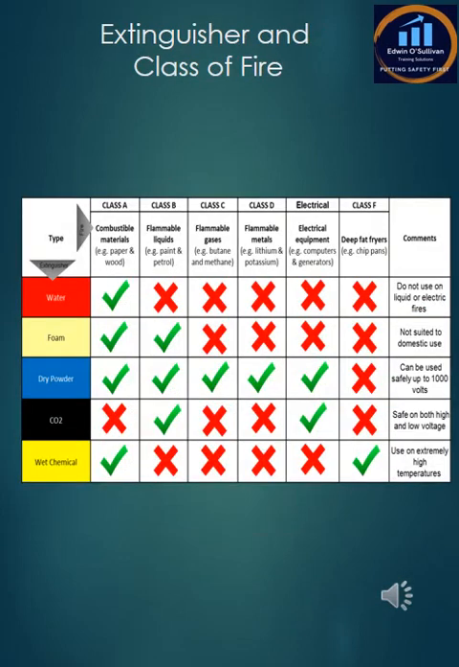Here is a table showing the classes of fire versus the classes of fire extinguishers that are suitable for extinguishing those fires. Please pause the slide here and take a moment to review the content.